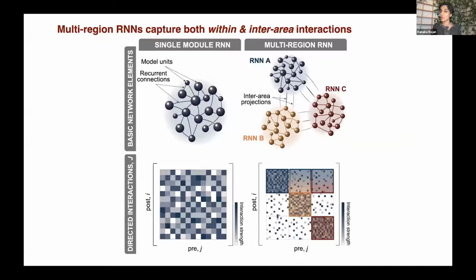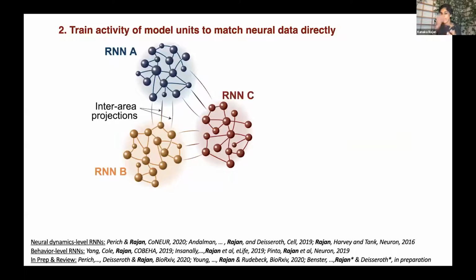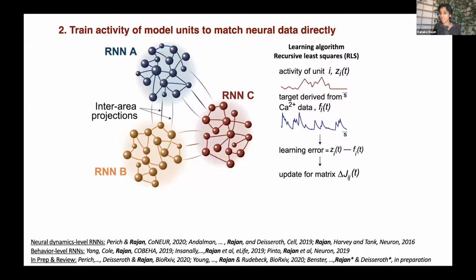The second thing we do, as I hinted at in the beginning of my talk, is to train the activity of each unit, the activation of each unit, directly to match experimental data. So it's not a realistic plasticity mechanism or anything. It's a trick to get these types of artificial systems to behave like the neural system. So these are the two things we do.